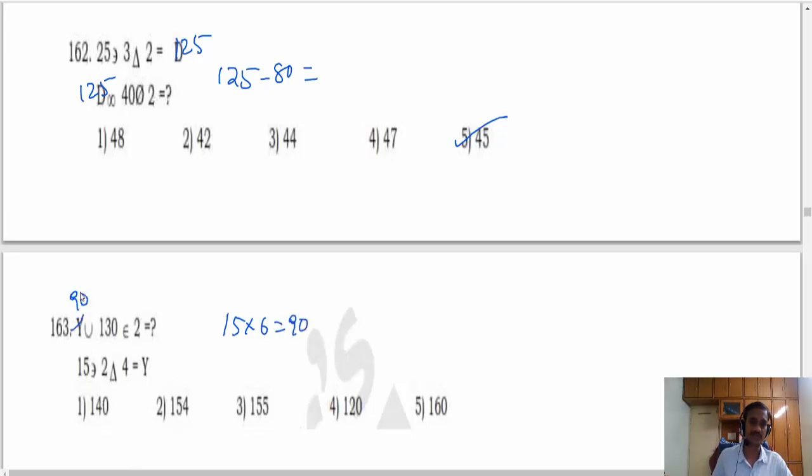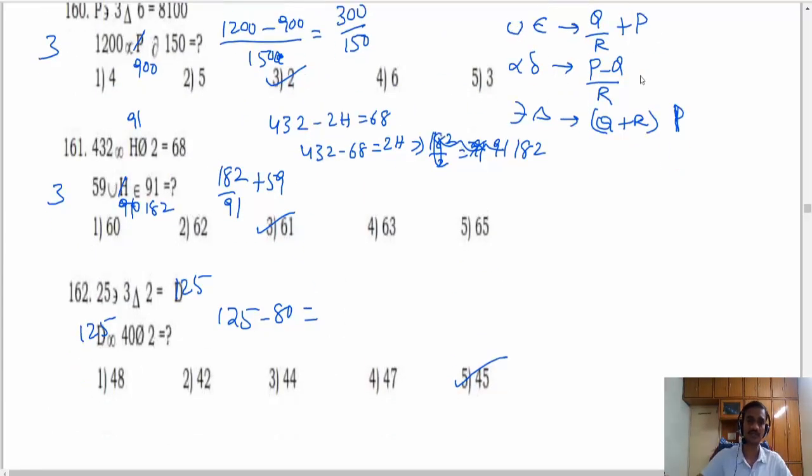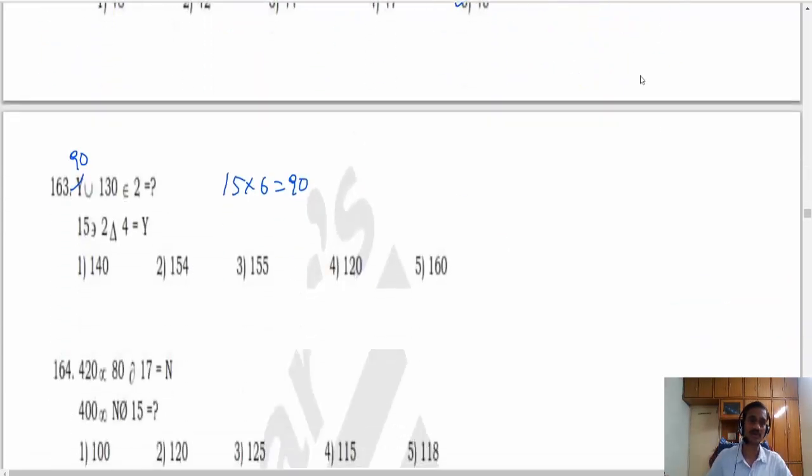Here, check 19. Now this one, Q divided by R plus P. Q divided by R, 130 divided by 2, plus 90. 130 divided by 2 is how much? 65. 90 plus 65 is how much? 155, choice 3. Then question number 164.